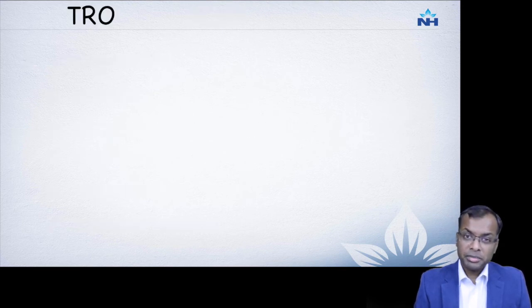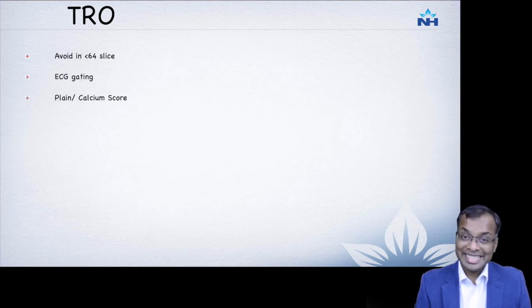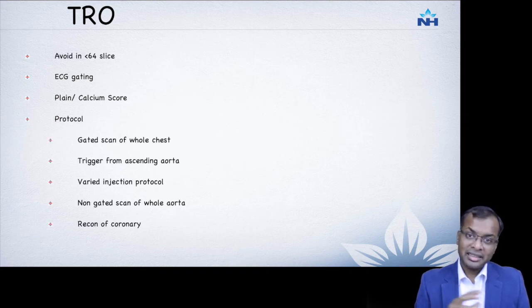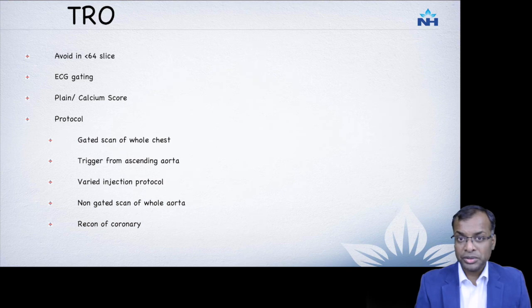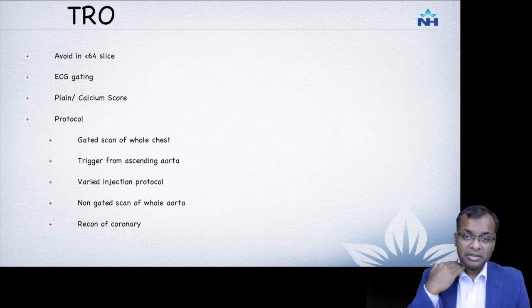When it comes to triple rule out, it is important that you need 64 rows of detectors. ECG gating is very important. You will need to do a plain scan where you can calculate calcium scores. Then you do a first gated scan of the whole chest. You cover from the top to the bottom of the diaphragm.